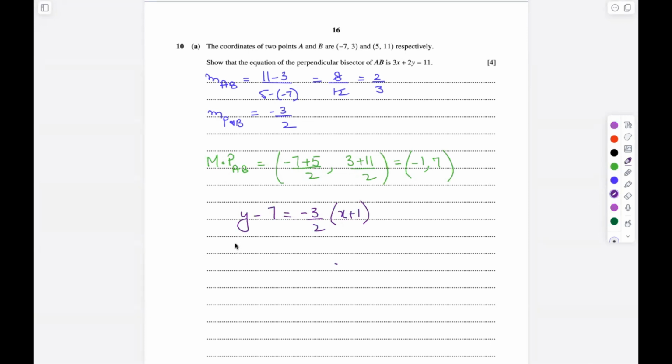Cross multiplying, we'll get 2y - 14 = -3x - 3. 3x will go on the left hand side, so this will become 2y + 3x, and this will be -3 + 14. Simplifying this, we'll get 2y + 3x = 11, which was the equation that we had to prove.